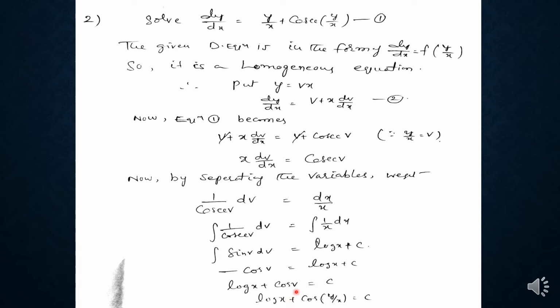Log x plus, what is v here, y by x. Log x plus cos of y by x is equal to c. So this is the solution.